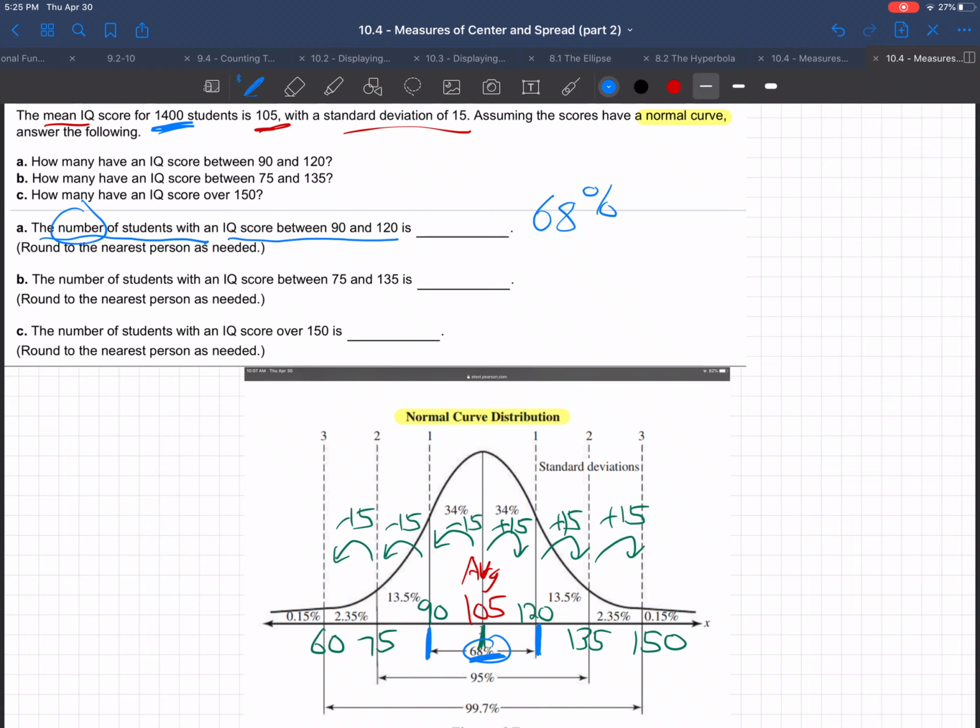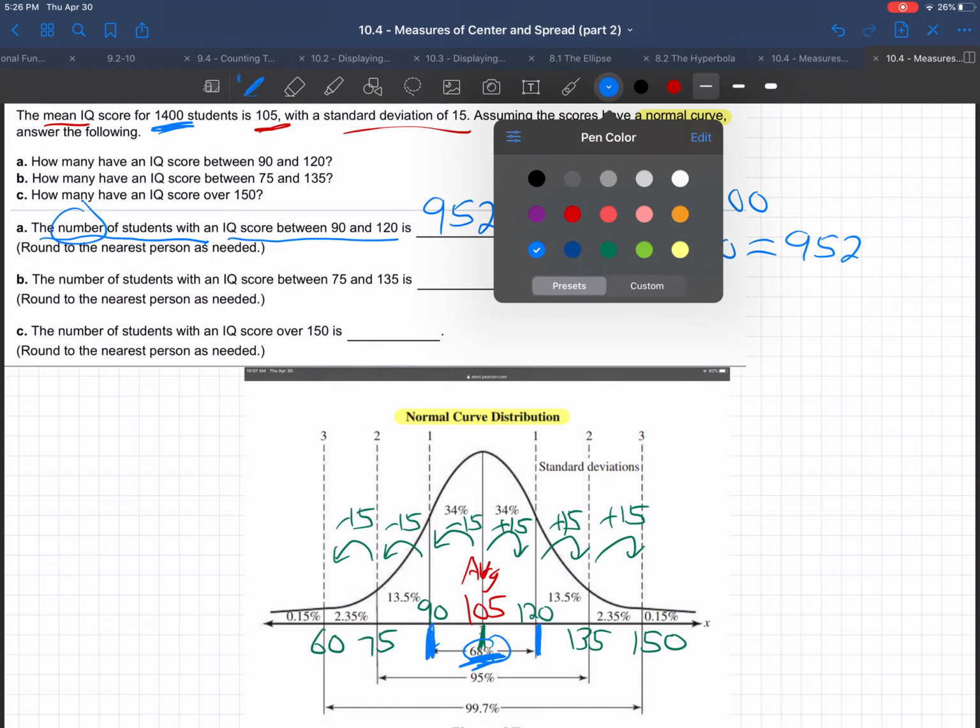And since they're normally distributed, bell-shaped distributed, there must be 68% of them having an IQ between 90 and 120. So that's 68% of the 1,400 students, which is 0.68 times, remember, of in math is times, 1,400. If you multiply that out, I'm getting 952. So there must be 952 students out of the 1,400 that have an IQ between 90 and 120.